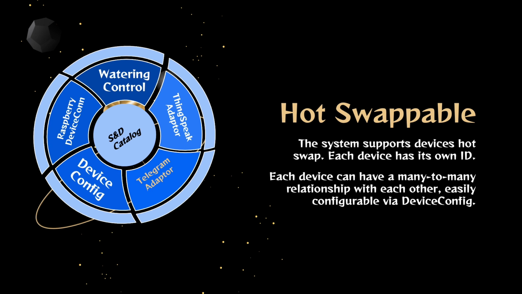This means that one or more sensor devices implemented by the Raspberry DevCon service can be connected to one or more actuator devices implemented by the Arduino DevCon service. This at-runtime configurable connection via the device config allows the user to create a group of devices, which is helpful when the watering control needs to decide which actuator to actuate.